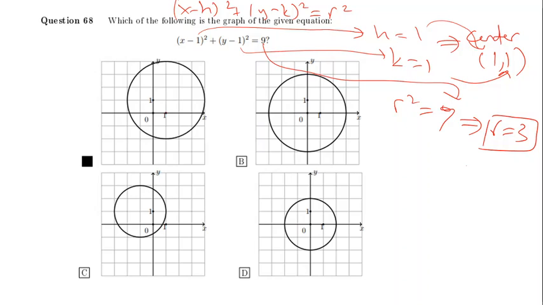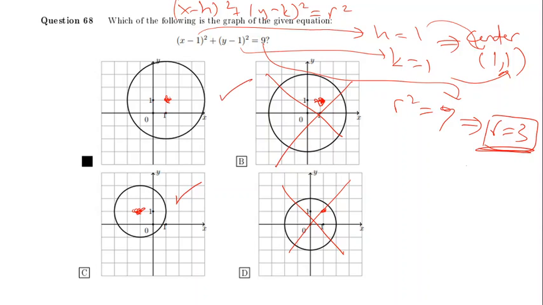1, 1 is here. And 1, 1 is here. Obviously not the center. It looks like the center. Okay. Now the radius is 3.